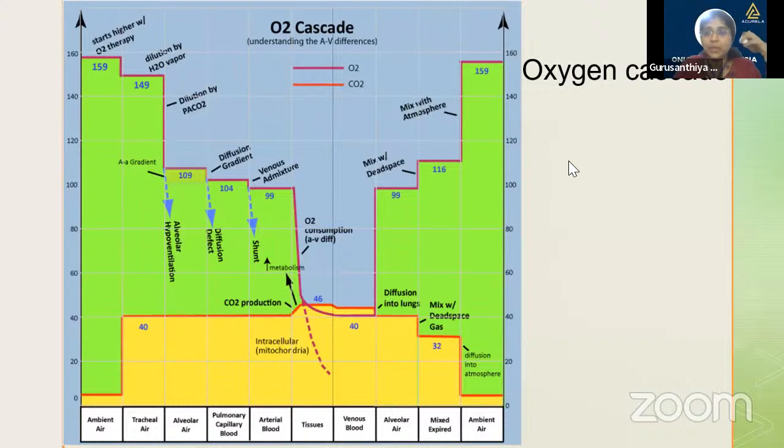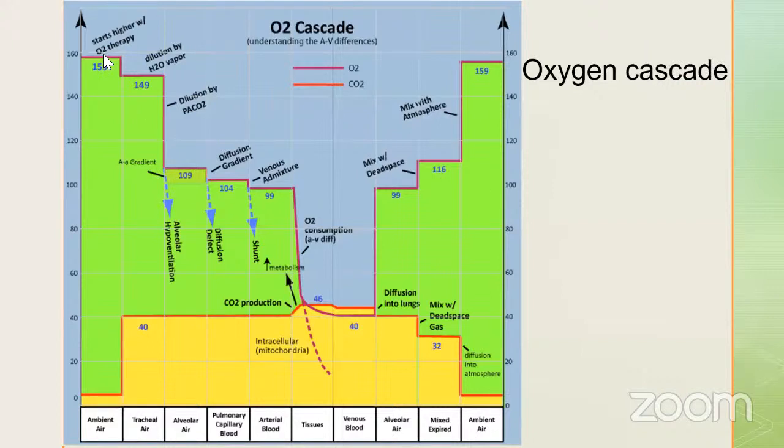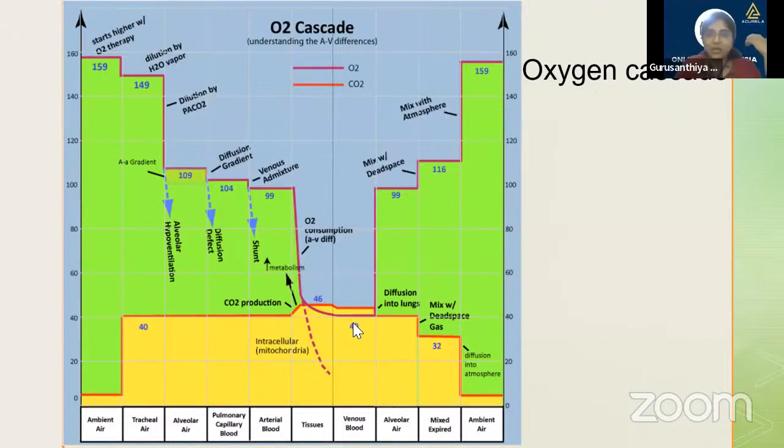So if you are asked about the oxygen cascade, whenever you are asked a question, wherever possible, you have to draw the diagram and explain to the examiner that you know the answer. If you are asked about the oxygen cascade, you have to draw this diagram and say it starts from the atmosphere and goes down to the mitochondria, and then when it comes to the alveoli, what happens?